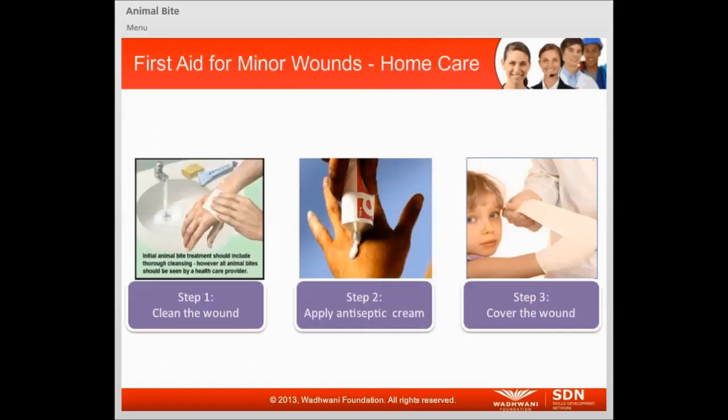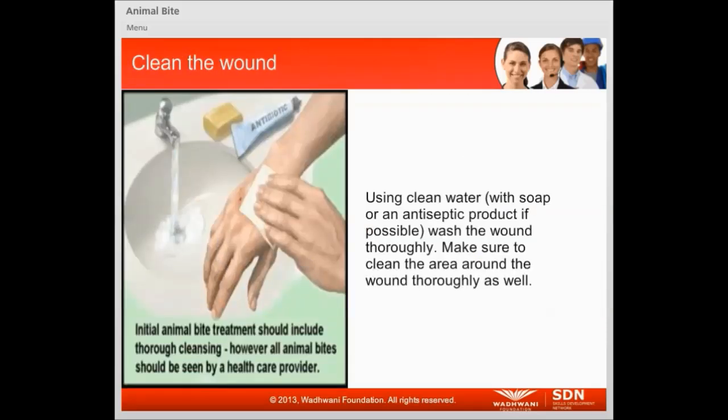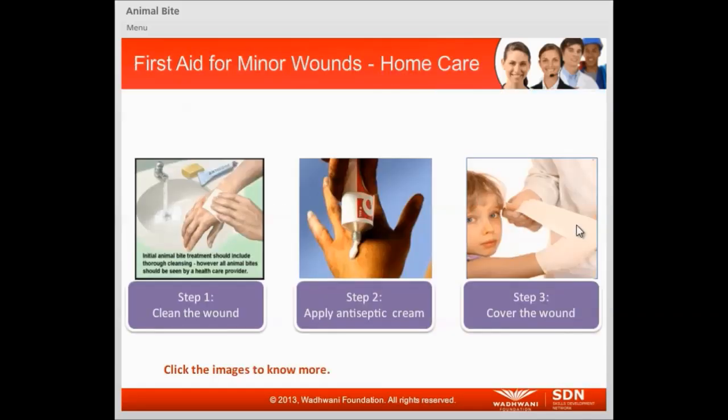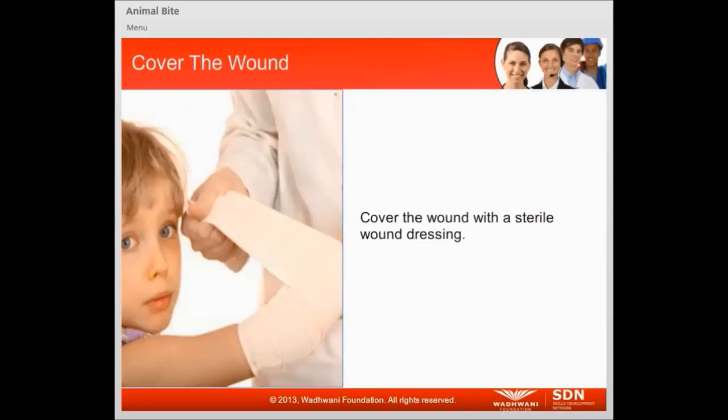First aid for minor wounds. Step 1. Using clean water with soap or an antiseptic product if possible, wash the wound thoroughly. Make sure to clean the area around the wound thoroughly as well. Step 2. Apply an antiseptic cream to prevent infection. Step 3. Cover the wound with a sterile wound dressing.